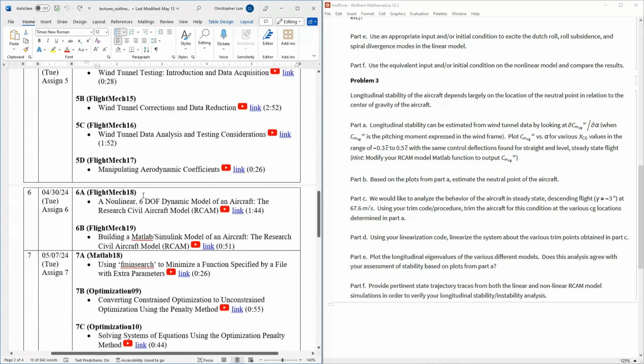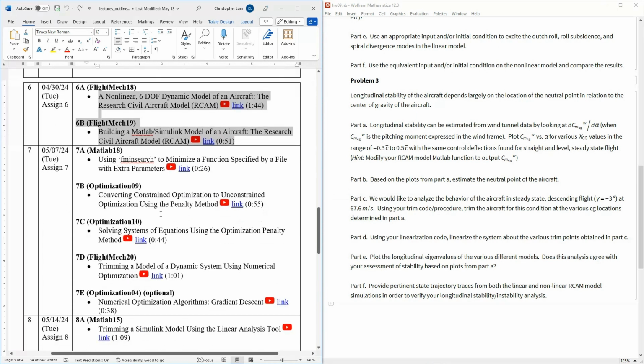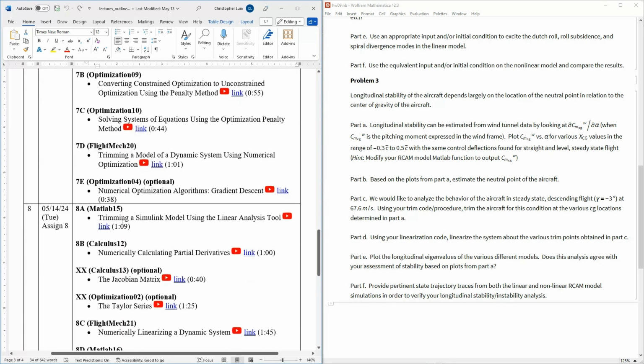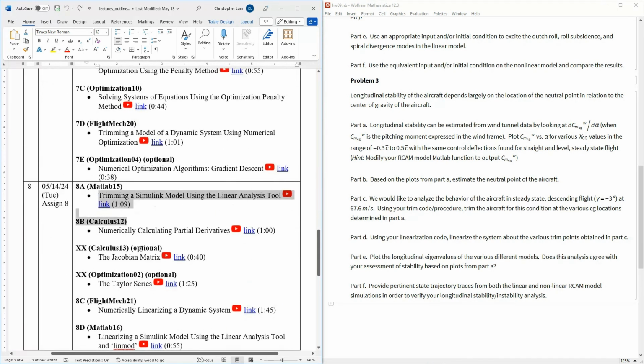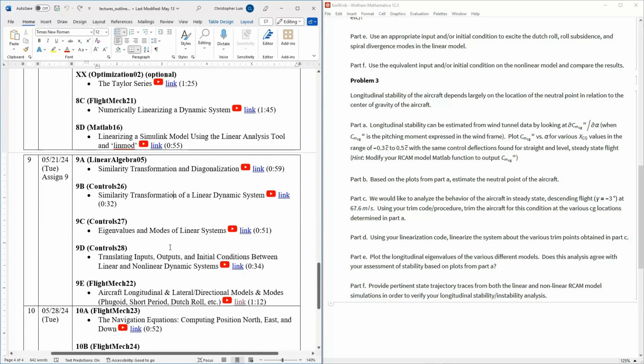We did all of this stuff to basically get a nonlinear dynamic system, right? And then we did more work. We put some tooling in place so we could trim this nonlinear aircraft model and then linearize it, and finally analyze the behavior and the stability of this system by looking at the linear system.